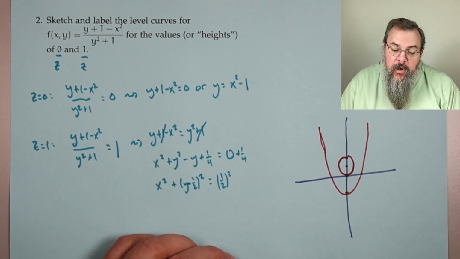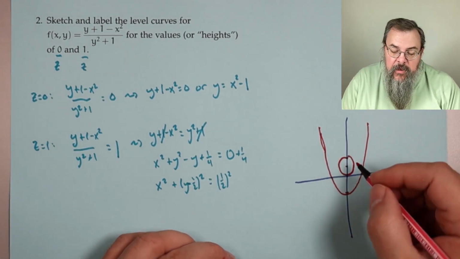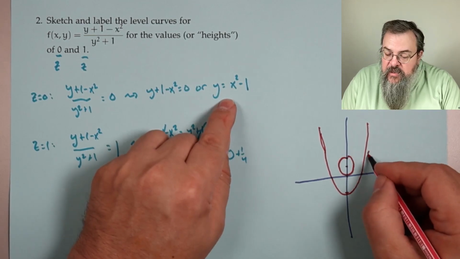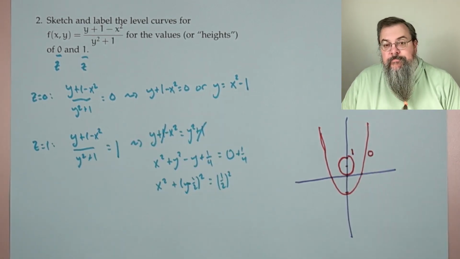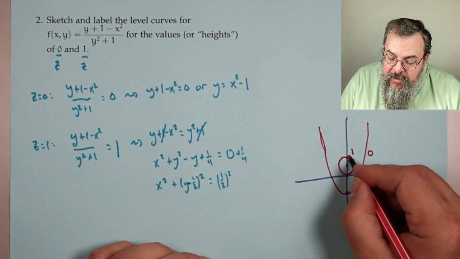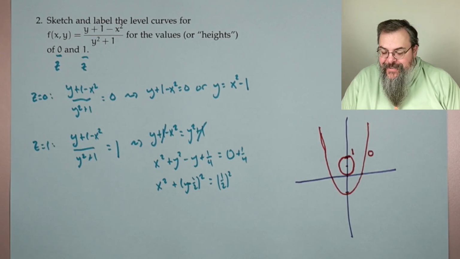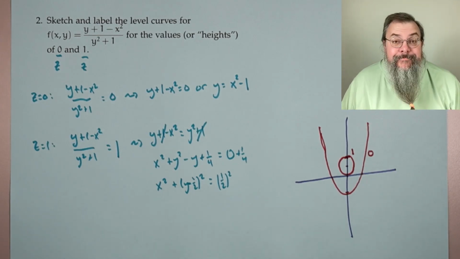Now, that's the drawing. We also have to label. So we have to label, so we say, well, the parabola is 0, the circle is 1. There we go. So you're drawing two curves, and life is good. Nice. Woohoo. All right.